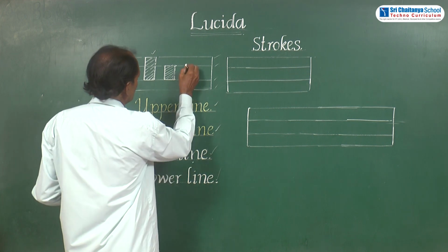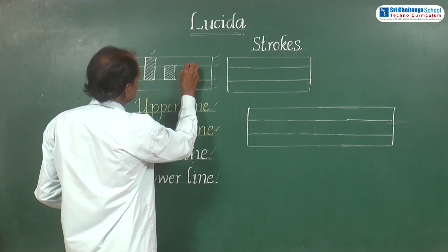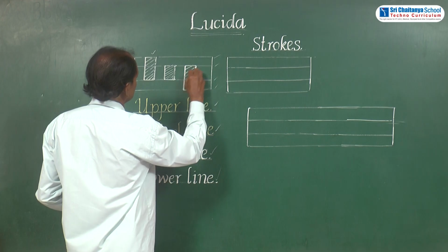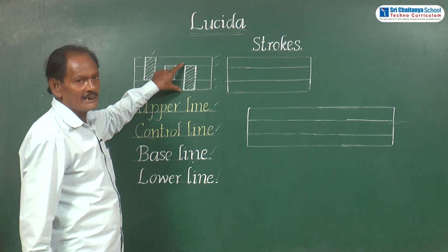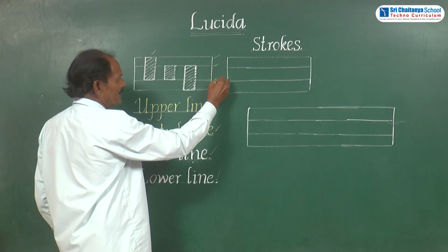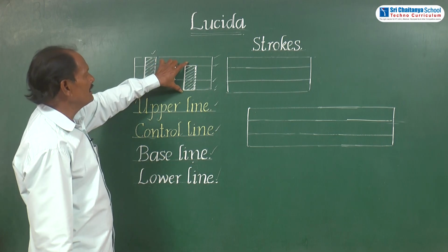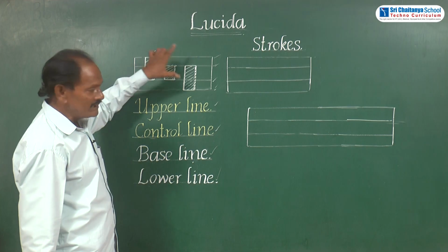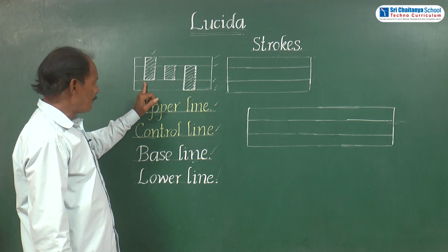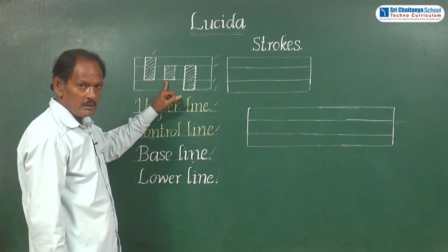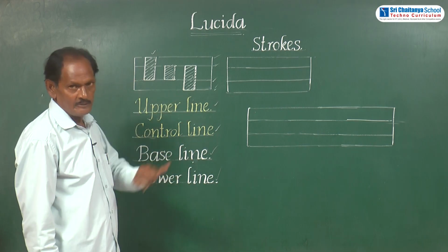And now, some letters are written among the last 3 lines, it means among the control, base and lower lines. This space is generally laid in the lower part of this 4 lines pattern. That is why this zone is known as the lower zone. Upper, middle and lower. There is no other zone except these 3.